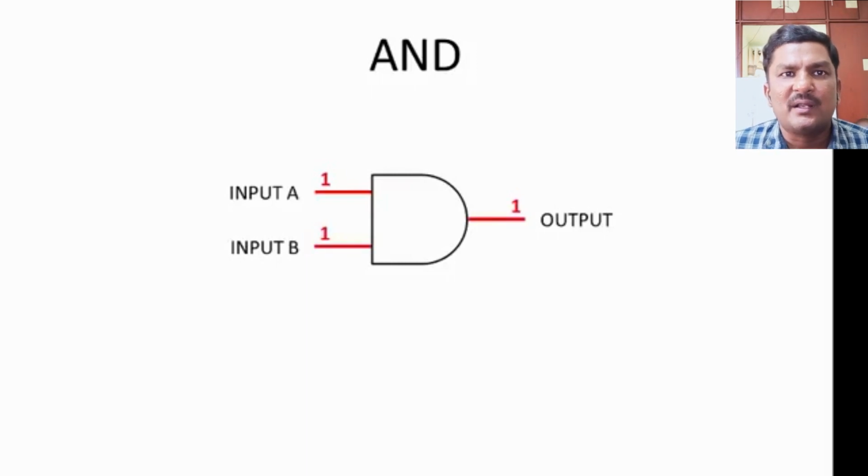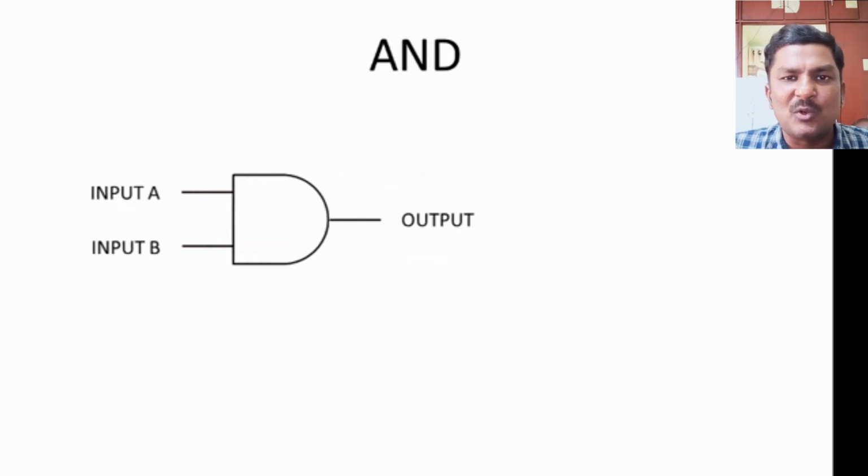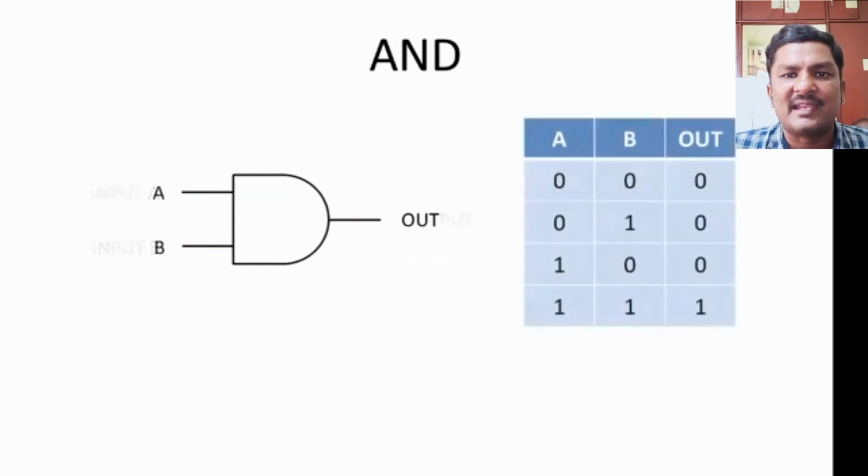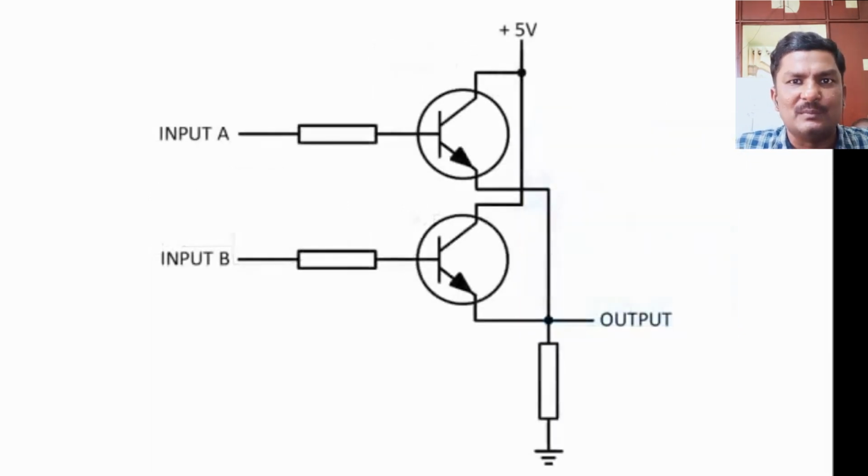Case 4, if input A is 1, input B is 1, the output of AND gate is 1. So precisely in the case of AND gate, when both the inputs are equal to 1, the output is 1. In all other cases, output is 0. Truth table of AND gate: when both A and B equal to 1, output is 1.